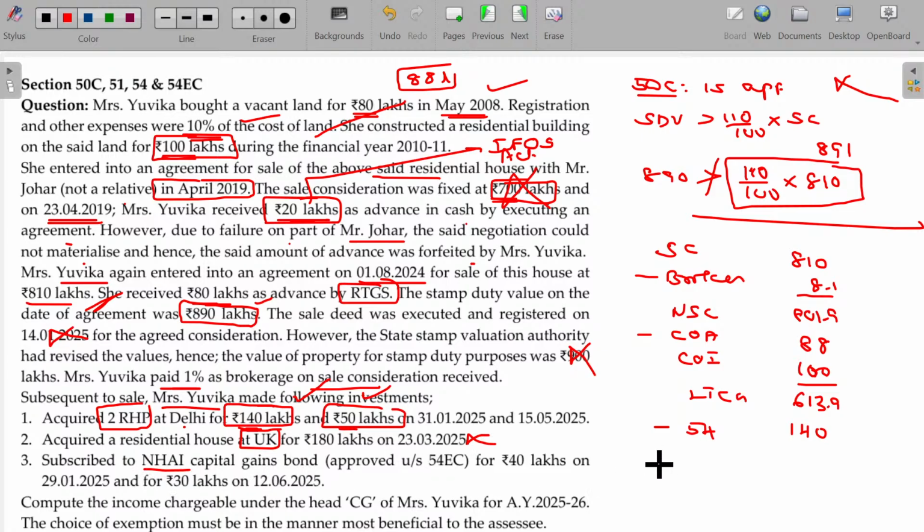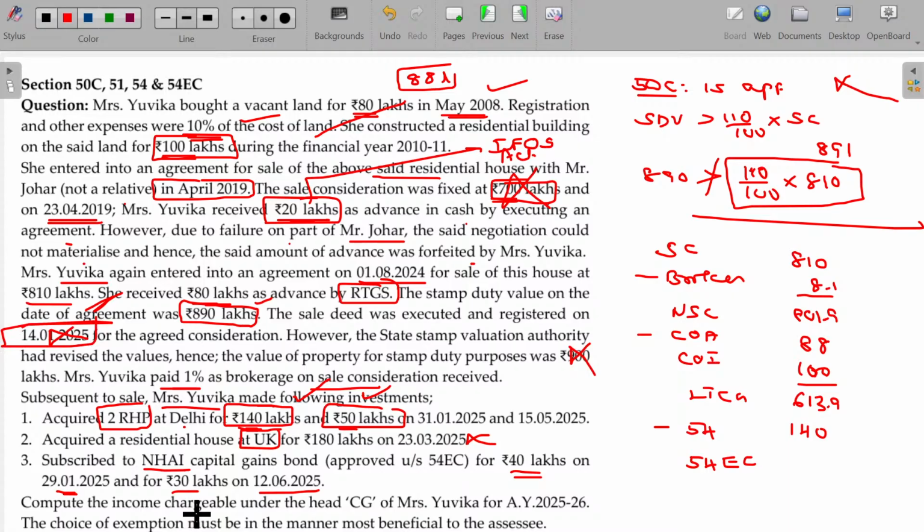Apart from that, he subscribed for NHAI capital bond. That can also be deductible under section 54EC, but the limit is only 50 lakhs. 40 lakhs on this date, another 30 lakhs on that date. But if you want to invest in these bonds, you have to invest within 6 months from the transfer date. What's the transfer date?